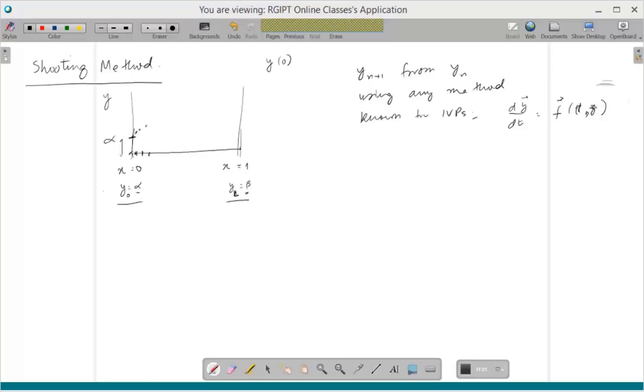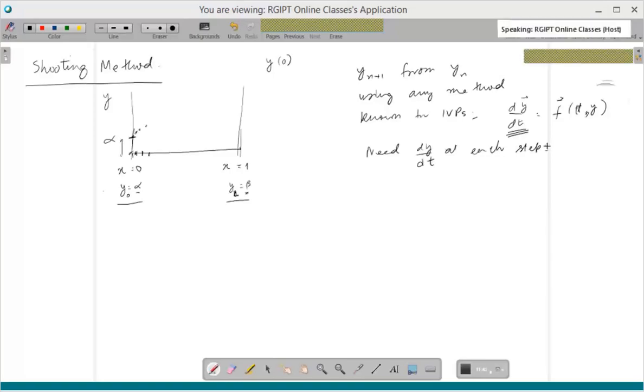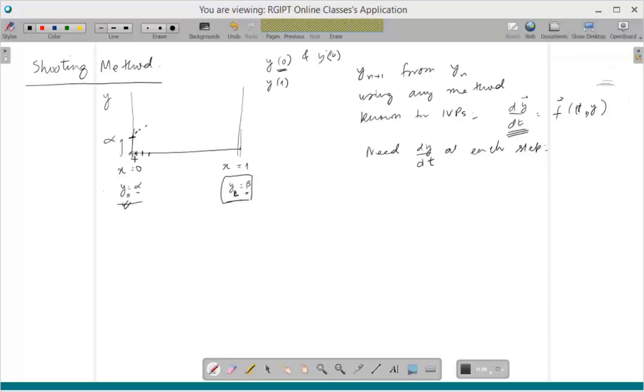Now, I also need to know dy by dt at each step. How do I find dy by dt at each step? I know y0 from the initial condition, and in order to find y1, I'll need y0 and y prime 0. What I am given is instead y at L, but I'm not given dy by dx at 0, which I require in order to treat it as an initial value problem.